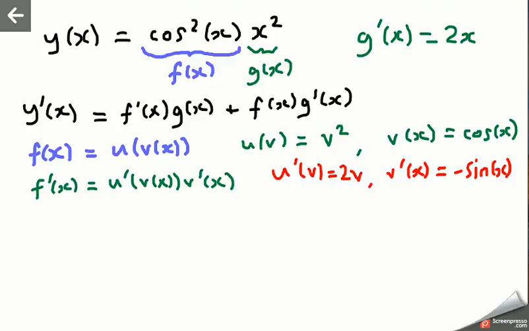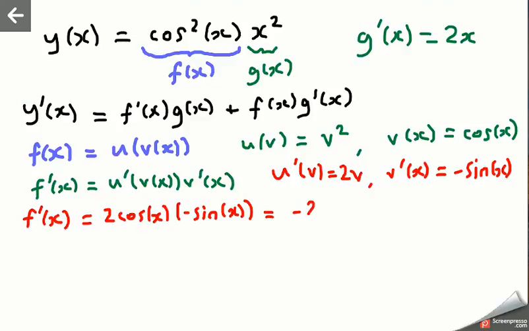Okay, so v prime of x is equal to negative sine of x, and so now we know that f prime of x is equal to u prime of v of x, so that's equal to 2 times cosine of x, since u prime of v is equal to 2v, and now v prime of x is equal to negative sine of x. So f prime of x is therefore equal to negative 2 cosine of x sine of x.